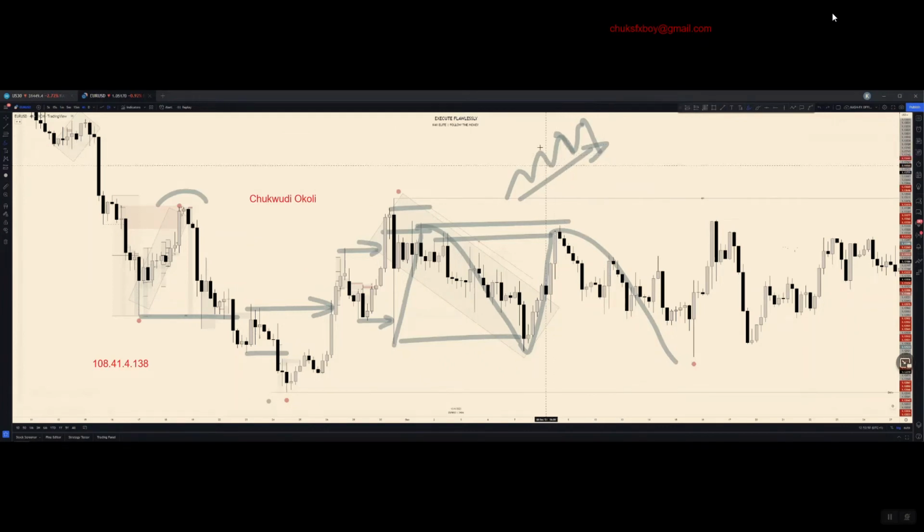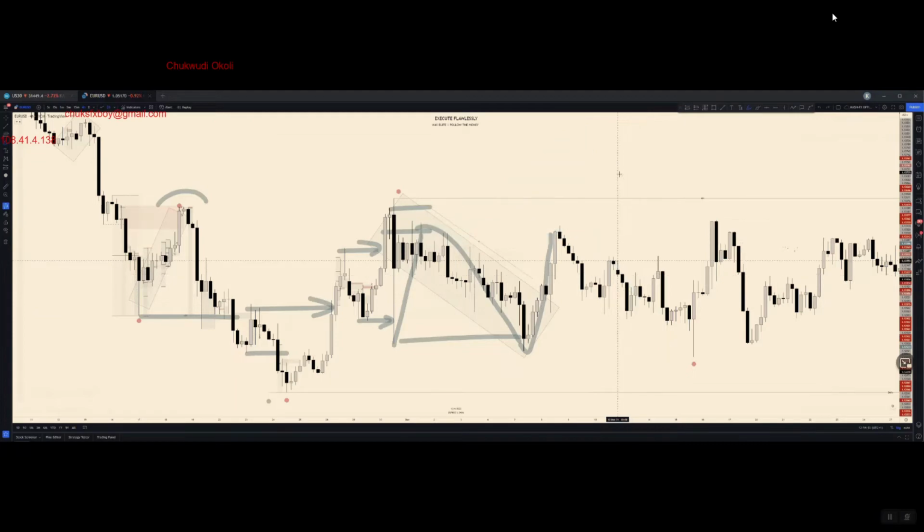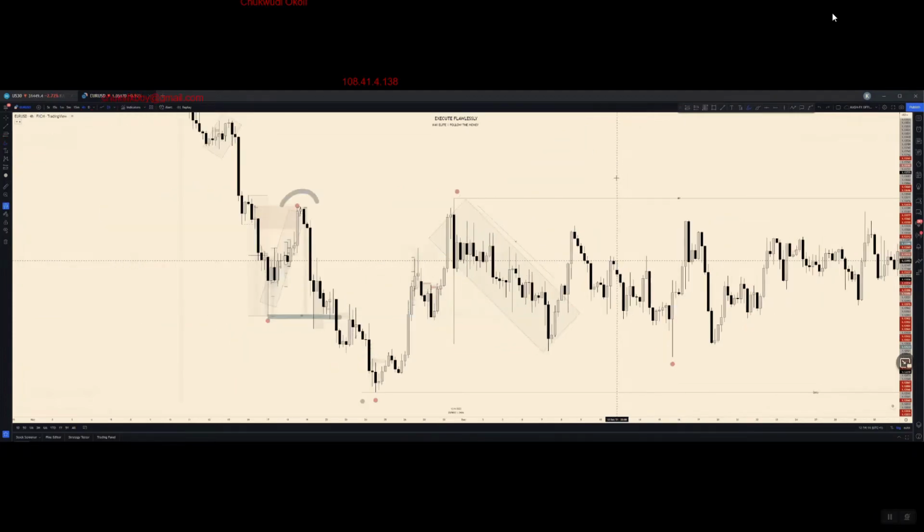So just follow the flow, be patient for the pullbacks into discount and everything, and keep following it until you're wrong. Meaning until this switches bearish, and then maybe you might see lower pricing. So keep following until you're wrong. So let's continue.